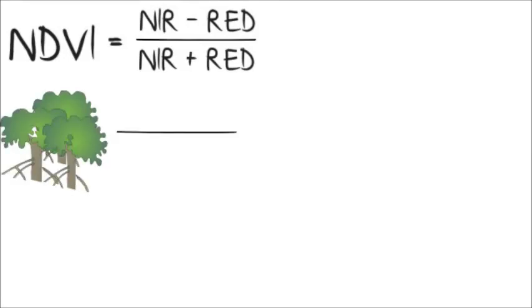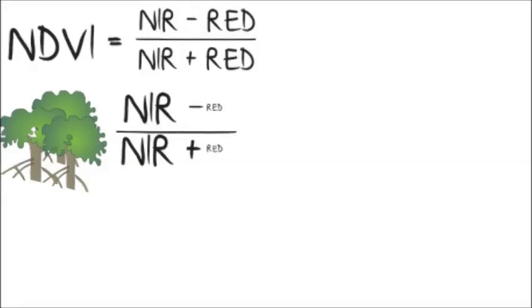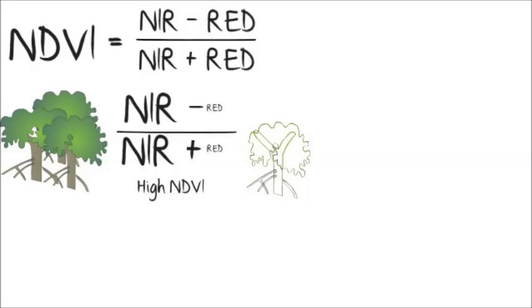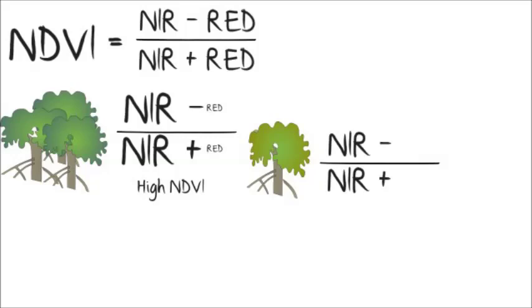Back to our healthy, dense vegetation. With its high near-infrared and low red reflectance, the near-infrared value dominates the NDVI equation. The NDVI will therefore tend towards positive 1. With the less healthy vegetation example, the red reflectance plays more of a role and therefore decreases the overall NDVI value, but will still remain positive.